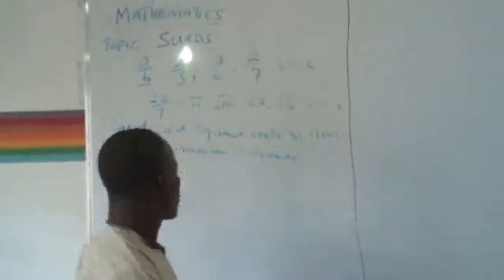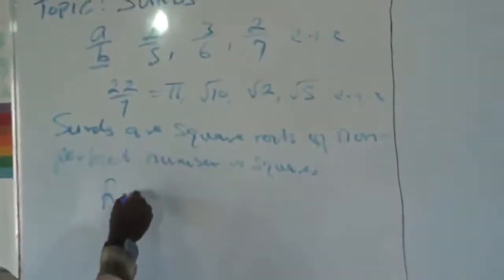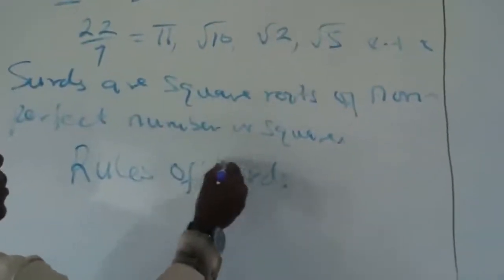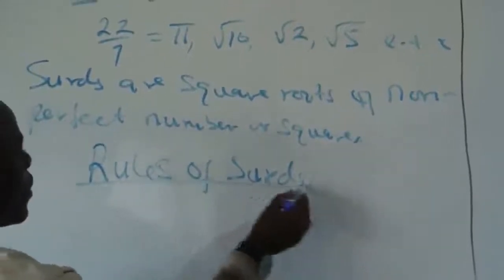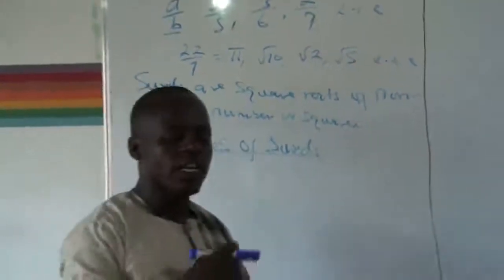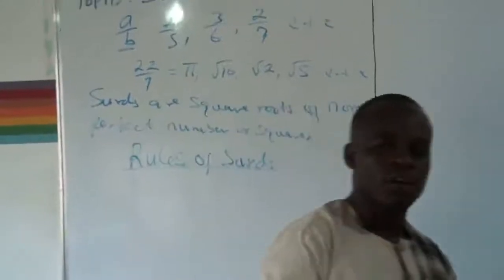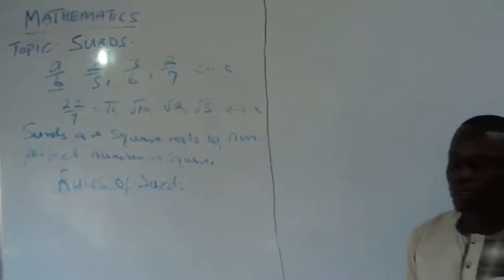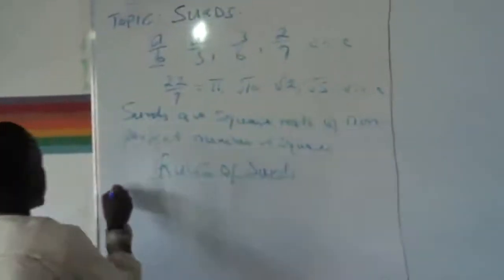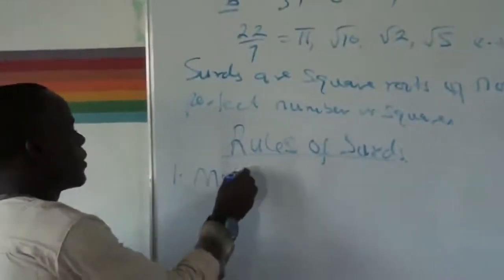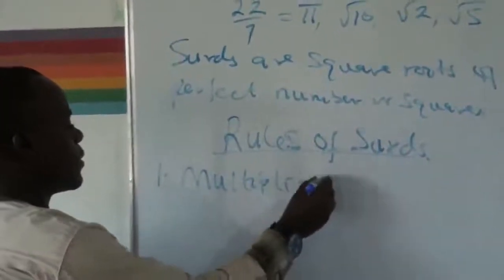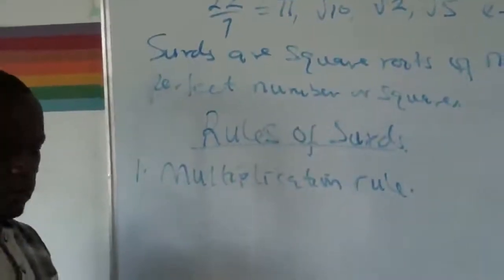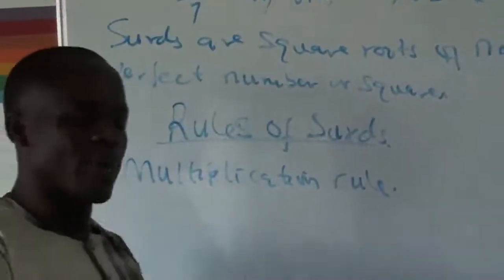So before we do that, we will look at what we call rules of surds. That is, what are the rules, the guides that you need to follow when you are simplifying or manipulating anything that has to do with surds. Of course, the first rule here is the multiplication rule. When we are multiplying surds, how do we go about it?